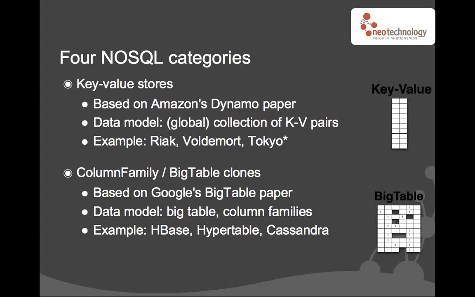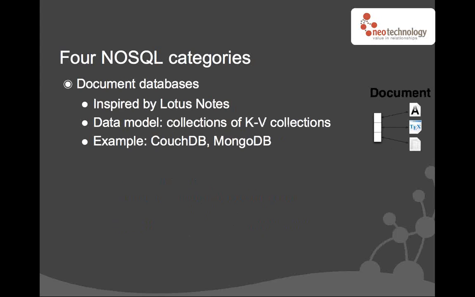Examples in here are HBase, which is part of the Apache Hadoop project, very popular, Hypertable, the C++ implementation, and Cassandra. The third model is called document databases, and this is probably the most popular NoSQL data model today. The most popular implementation here is called MongoDB. Another very popular one is called CouchDB or Couchbase.